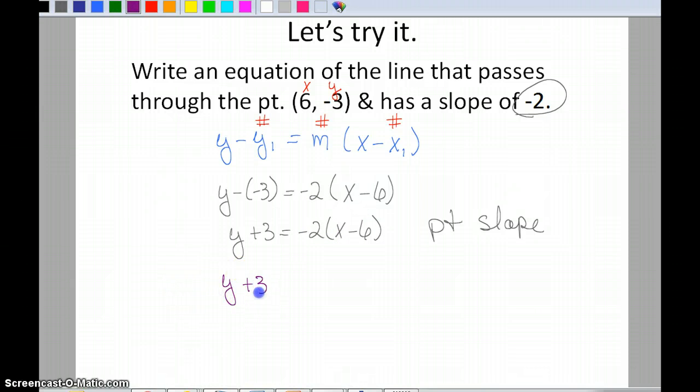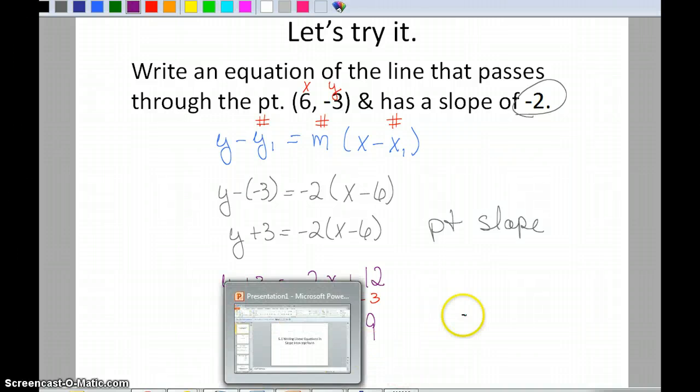okay, I have y plus 3. Now what's -2 times x? That's equal to -2x. What's -2 times -6? It's a positive 12. I'm going to get y by itself, so I'm going to subtract 3 from both sides. So now I have y is equal to -2x plus 9. Now what just happened?